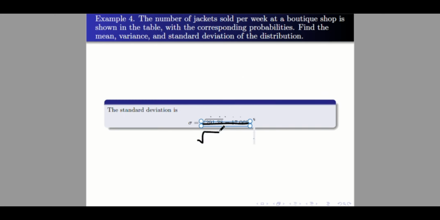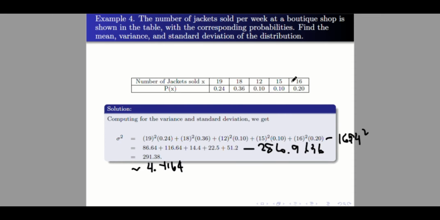So this should be the square root of 4.4164. And the square root of this is 2.1015. Okay, so 2.1015. As expected, the variance and standard deviation are small because, take note, the values are near to each other. They are not that far from each other.